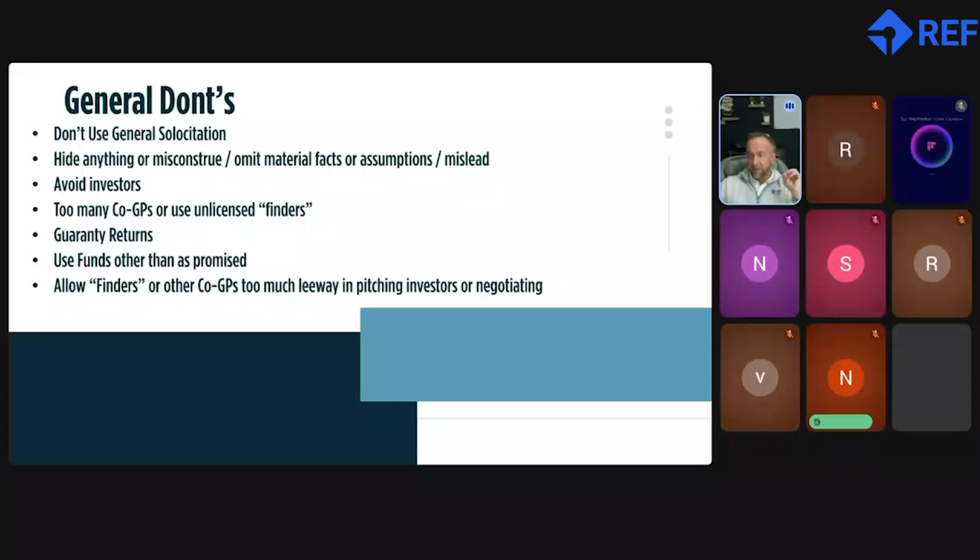506(c) allows you to generally solicit and even advertise. So if you see private offerings on social media, that's usually a 506(c), where you are allowed to generally solicit and advertise. So unless you're doing a 506(c) and compliant, don't generally solicit or advertise, just stay within your network. Make sure you disclose everything to your investors.